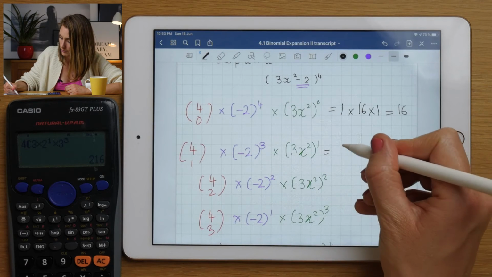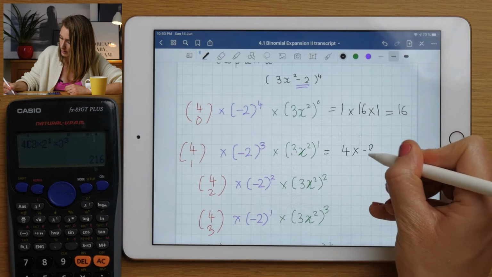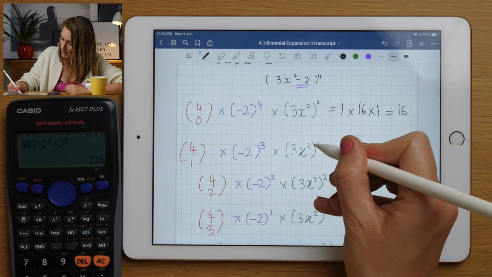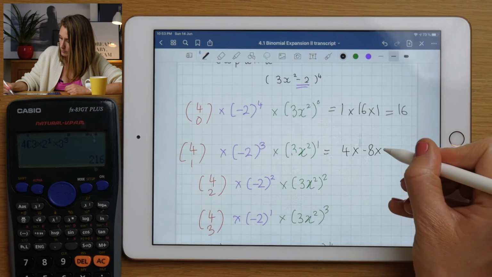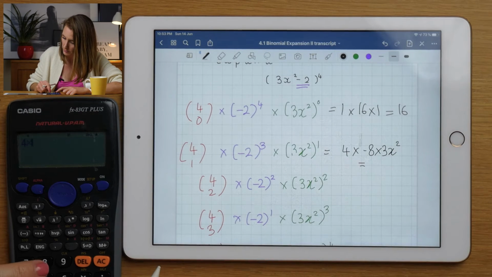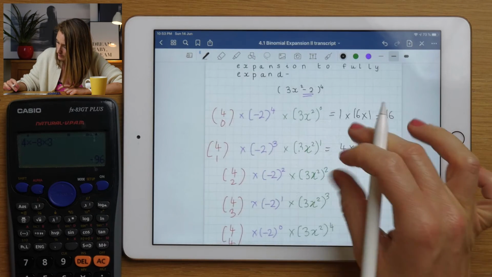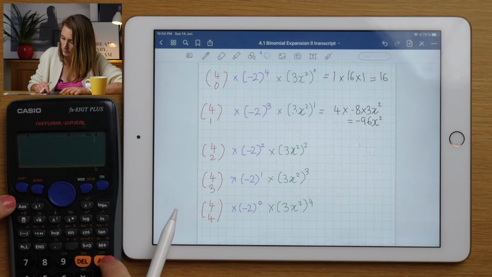4 choose 4 should be 4. This needs to be minus 8. We've got an odd power here. And this is 3 power 1, x power 2. So to get the answer here, you need to do 4 times minus 8 times 3. So this would be minus 96x squared. Here we go. And again, in the interest of speed, I'd probably be typing it like this in the exam.